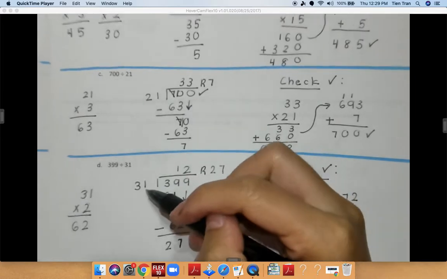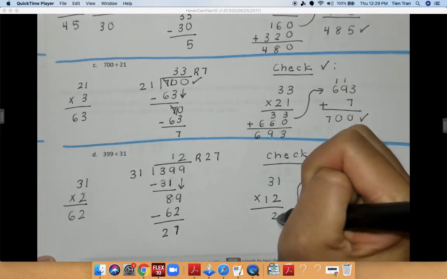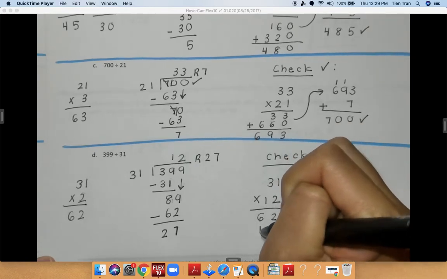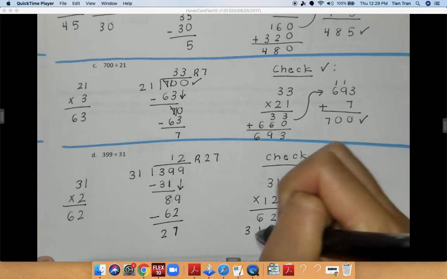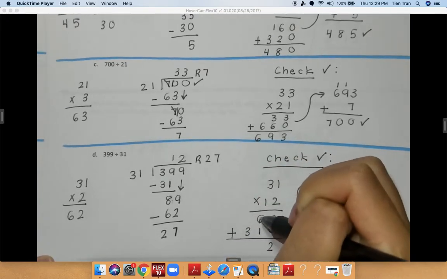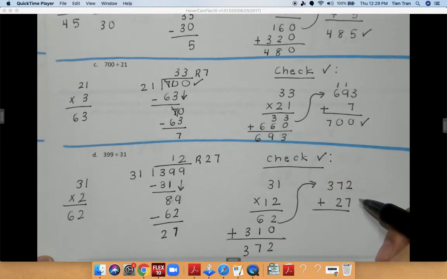Now I'm going to multiply 31 times 12 to check my answer. 2 times 1 is 2. 2 times 3 is 6. Bring down my 0. 1 times 1 is 1. 1 times 3 is 3. Add all of my numbers together. 2 plus 0 is 2. 6 plus 1 is 7. Bring down my 3. I get 372.